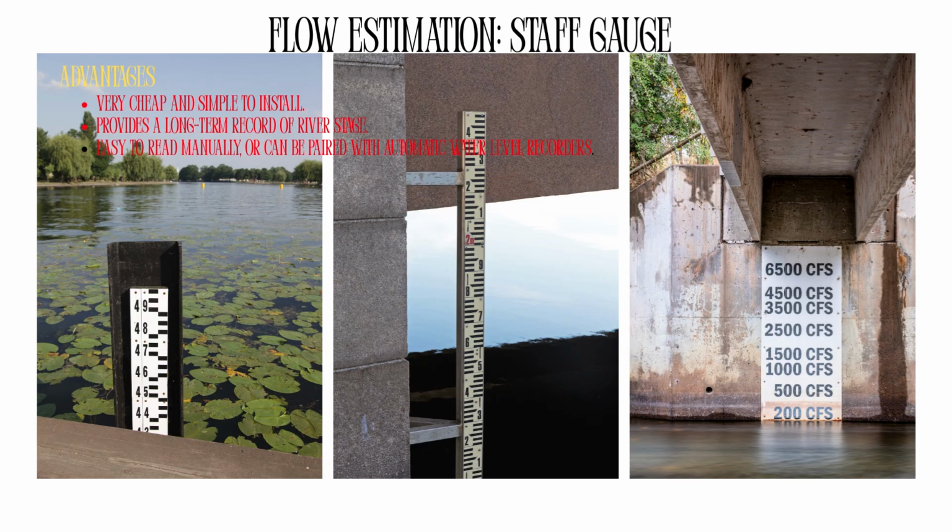A staff gauge is a simple measuring device, basically a graduated vertical scale, like a big ruler, fixed at the side of a river, reservoir, or channel. It is used to measure water level, stage, directly by visual reading.